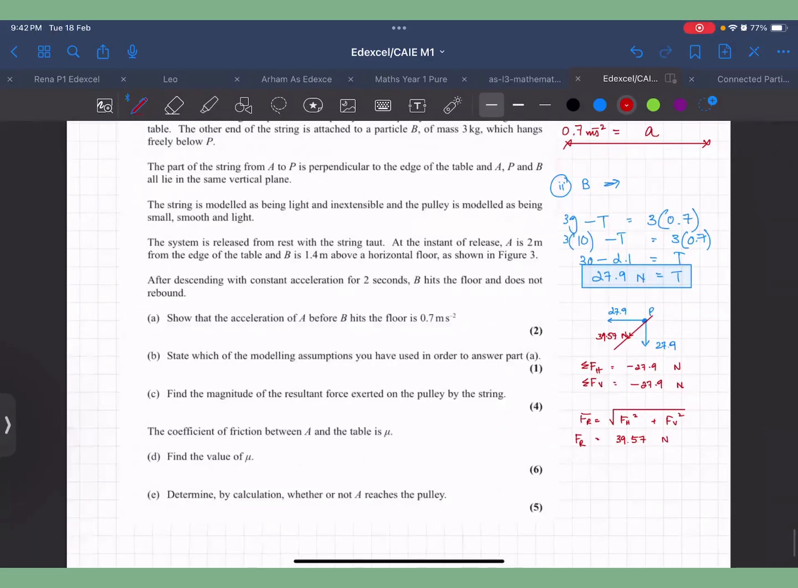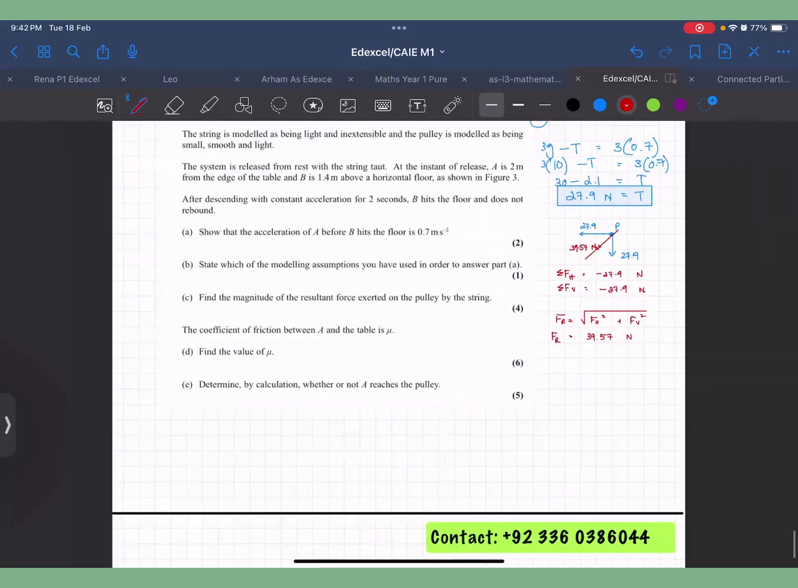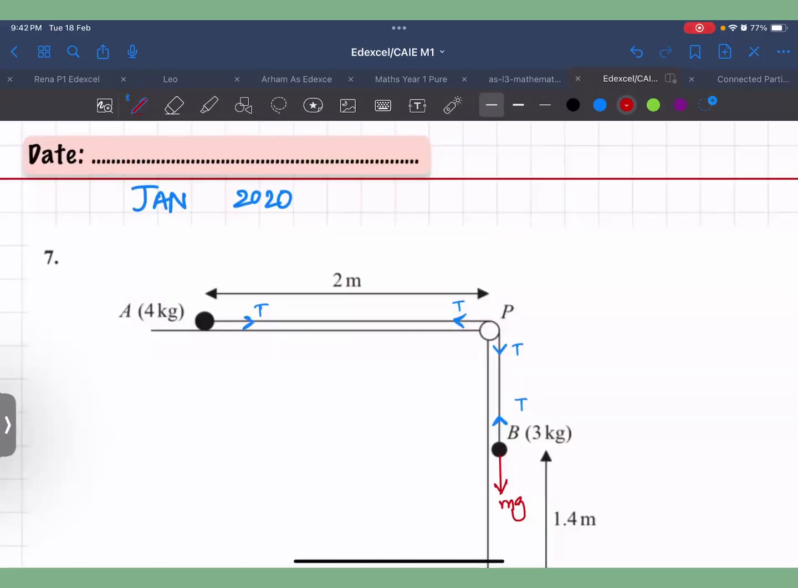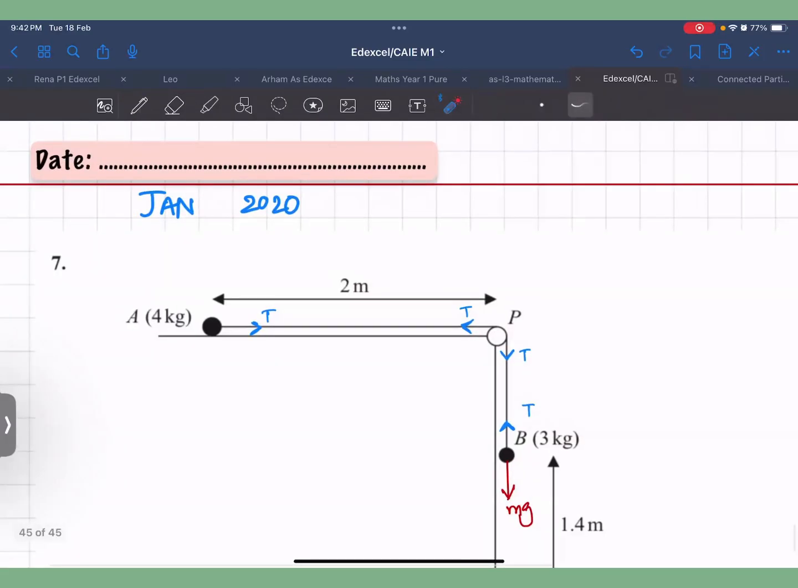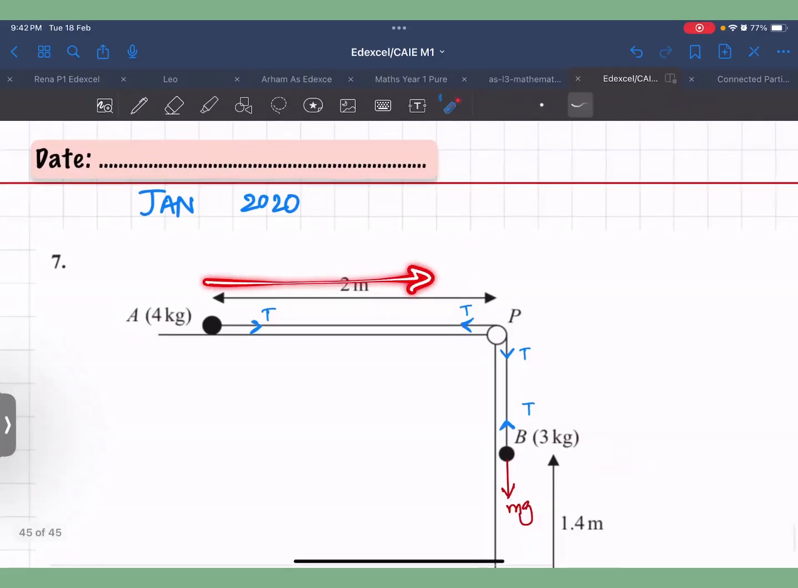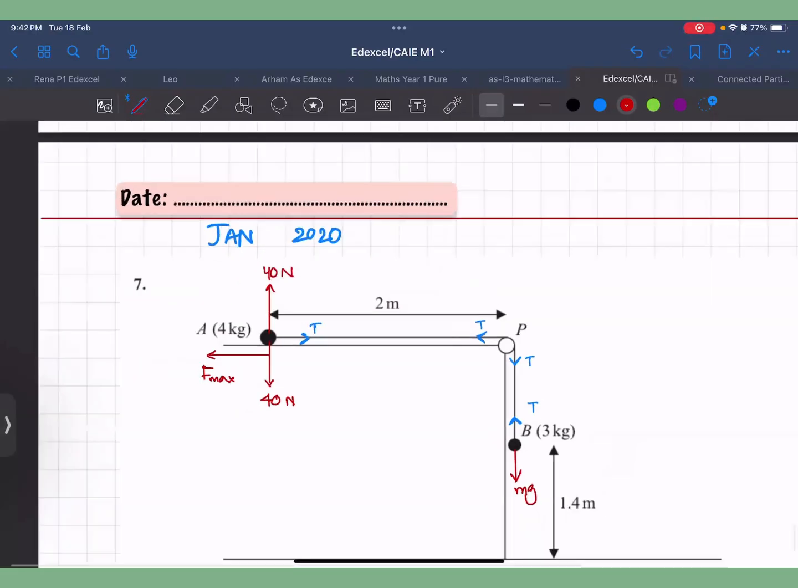Then the coefficient of friction between A and the table is mu. Find the value of mu. So we'll have to form the equation for this thing. Now we know that B is going down. So A would be going like this. So if A is going like this, then the friction would be on the left side. So friction is towards the left. Weight of this would be mg, 4 times 10. So 40 Newton. So normal contact force would also be the same, 40 Newton, which would be opposing the weight.